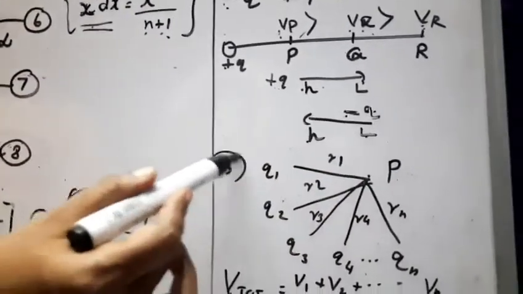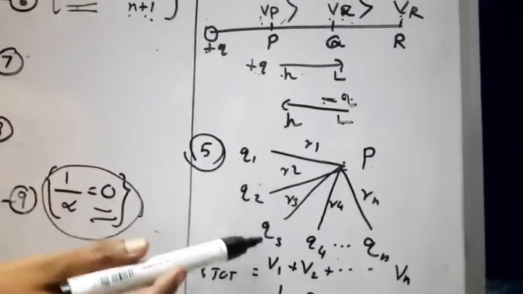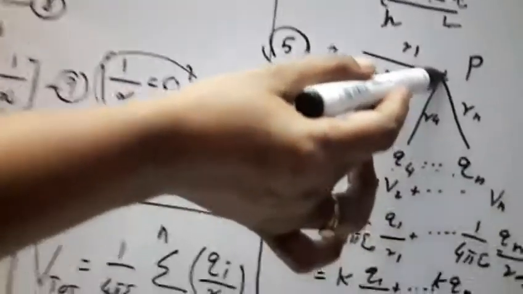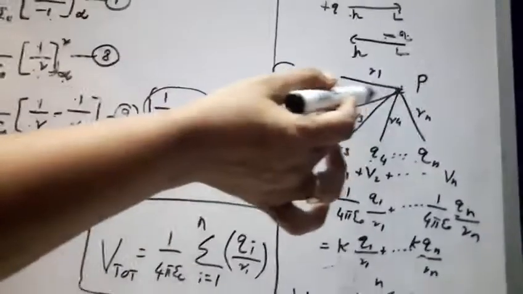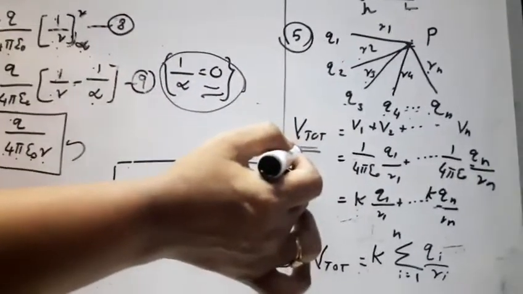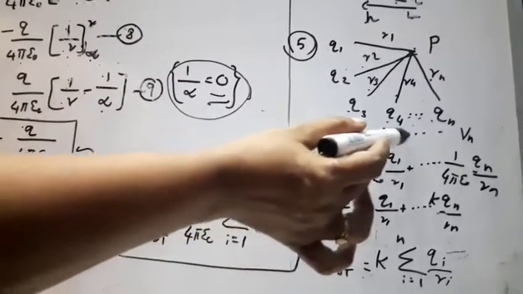And fifth point, we can consider charges Q1, Q2, Q3, Q4 and so on up to Qn. Point P we can consider at the distances R1, R2, R3 and so on up to Rn. The total potential is equal to V1, V2 and so on up to Vn.